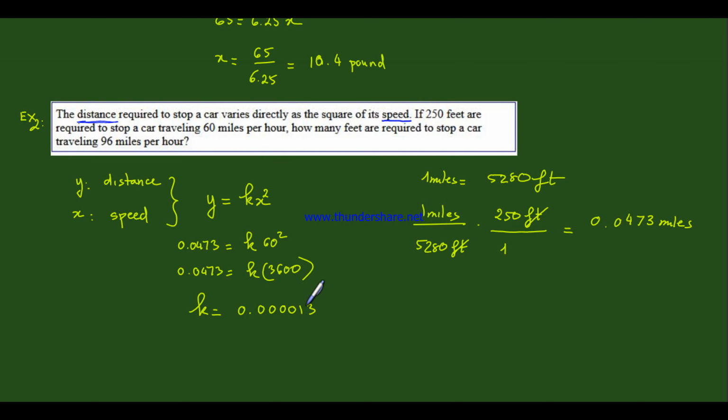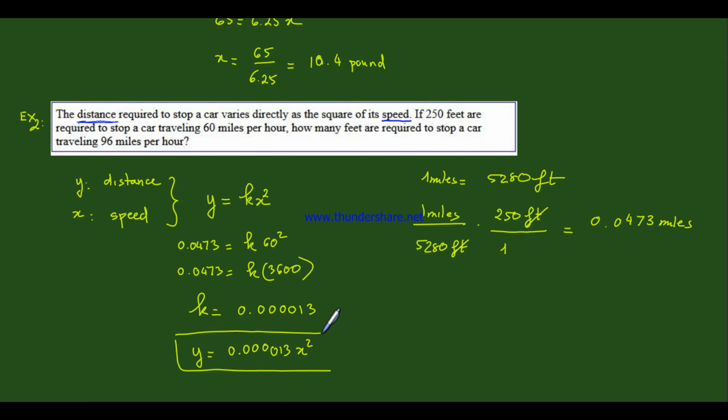Let me check one more time. Let's make sure that we got everything right, because as long as I got the k right, I can get the equation. So the equation will be direct variation. The equation will be y equal to 0.000013 x squared.